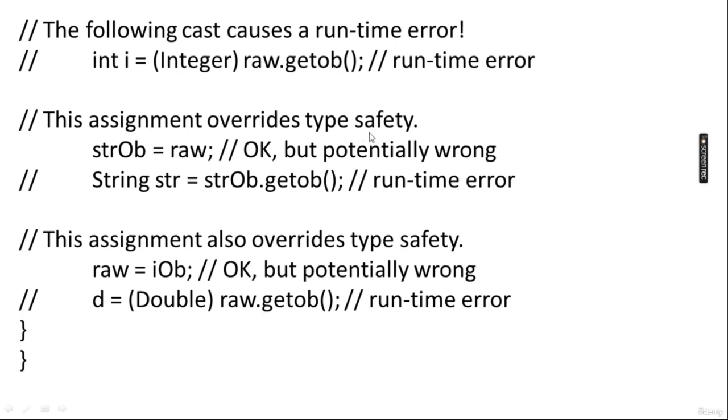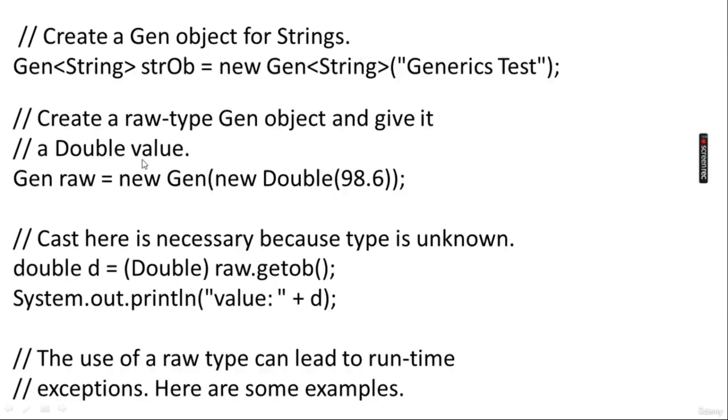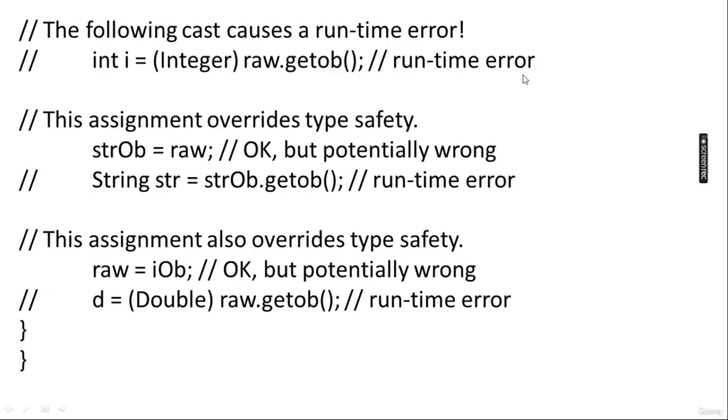This assignment overrides type safety. The string object we created with the string value is now referring to the raw object, which has the double value 98.6. So 98.6 is stored over here in the string object, and then we are converting strObj.getObject and storing that into a string. This assignment also overrides type safety.